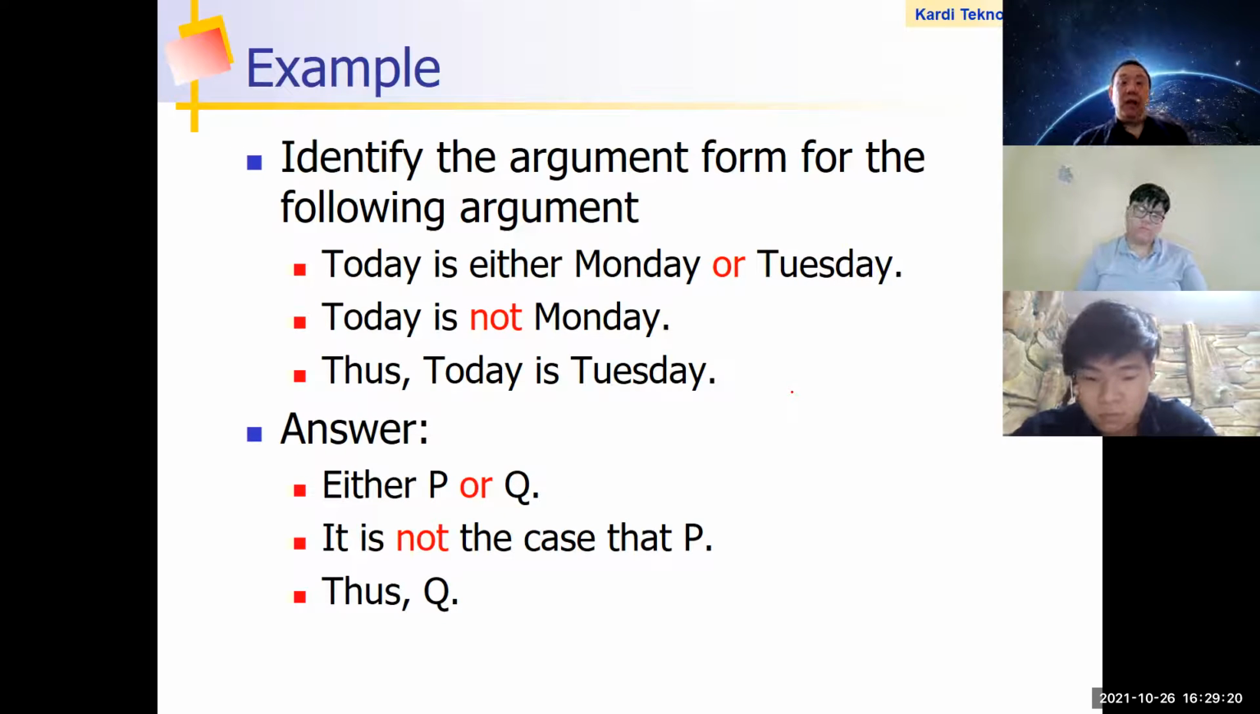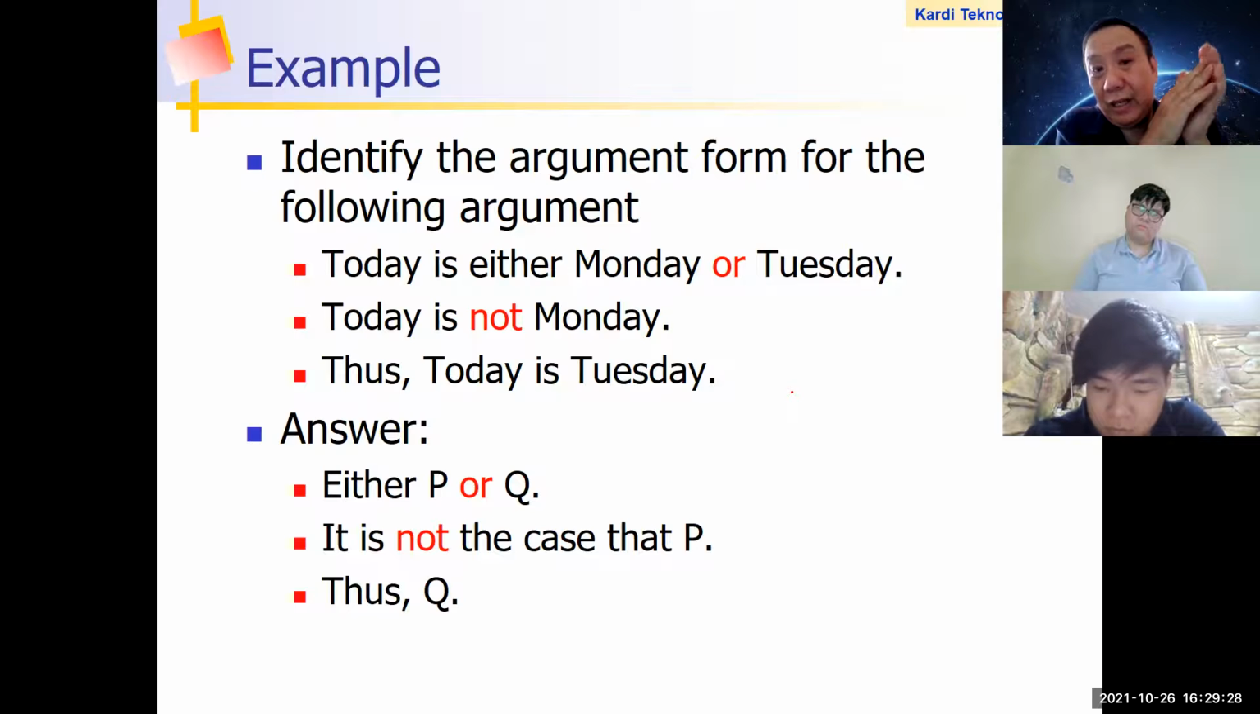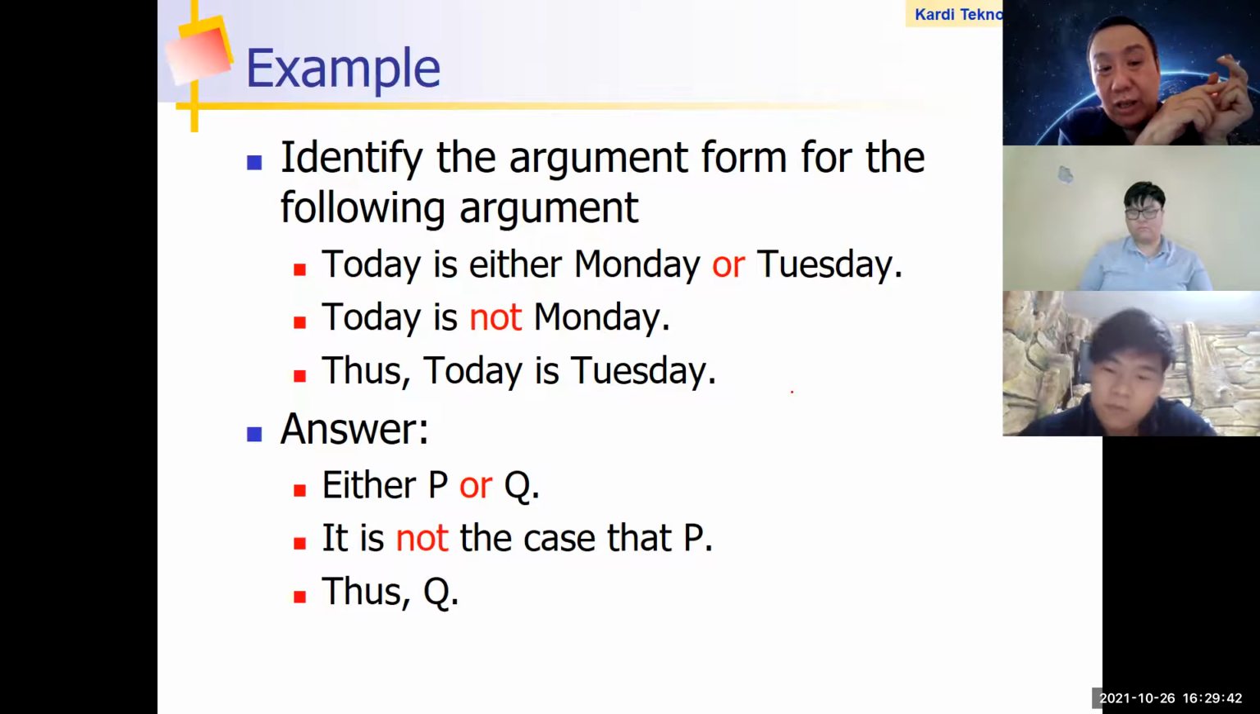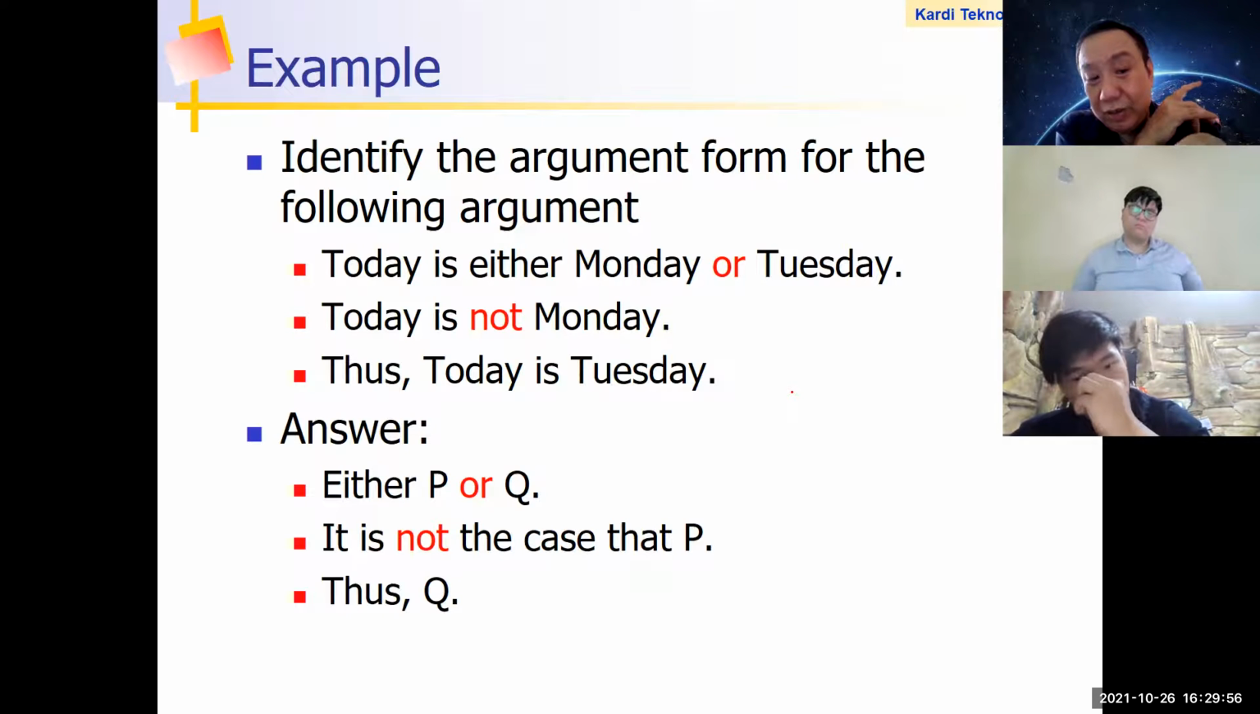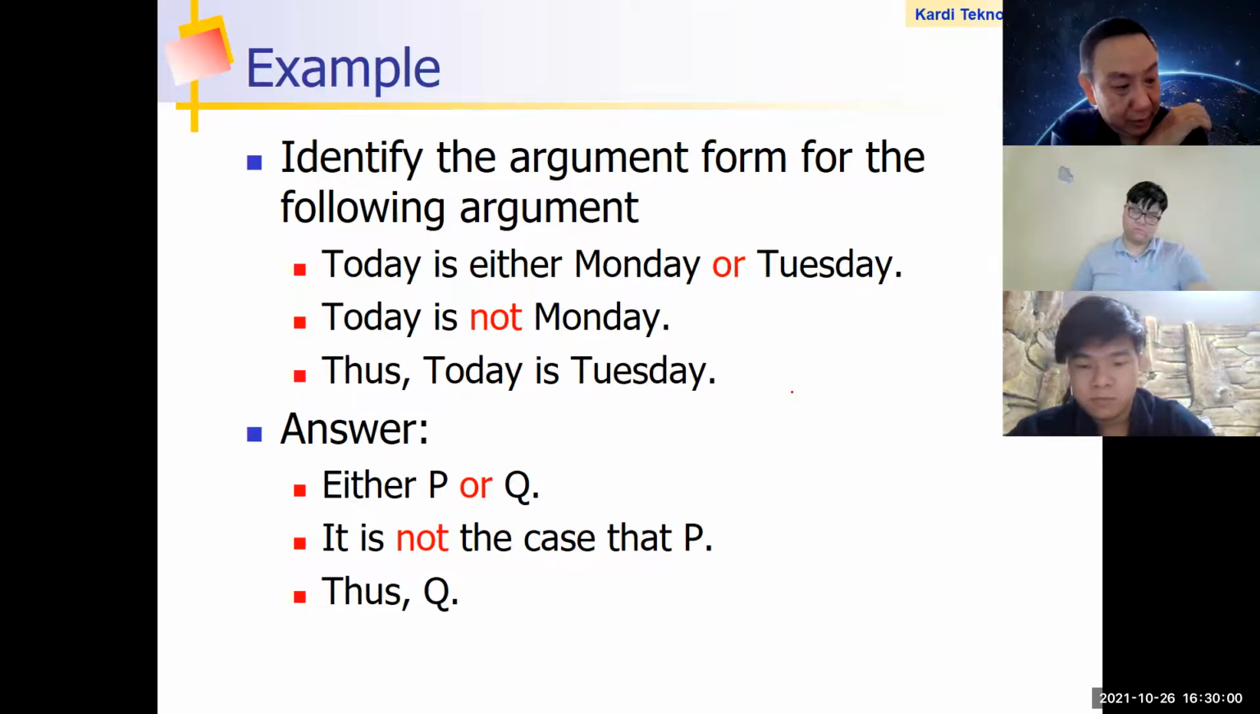So in this lesson, I want you to create the argument form in terms of formula. Can you identify the argument form of these sentences? Today is either Monday or Tuesday. Today is not Monday. Thus, today is Tuesday. So I put it this way, either P or Q. P is today is Monday. Q is today is Tuesday. And then, today is not Monday, so it is not the case that P. Thus, today is Tuesday. Thus, Q.